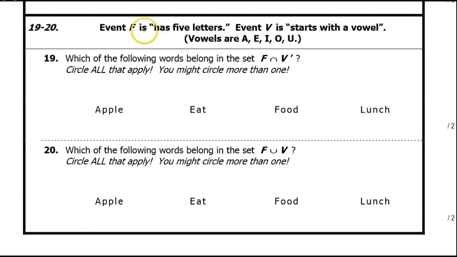Event F has 5 letters. Event V starts with a vowel: A, E, I, O, U. Now, which of the following words belong in the set? And so this means F and not V. Okay, so let me just write that out as a reminder. F and not V. Hold on.